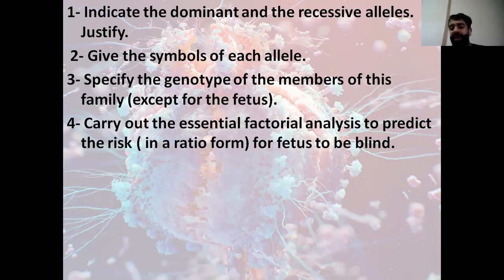Part 4, carry out the essential factorial analysis to predict the risk, and I said here in ratio form, for the fetus to be blind. This time in the quiz, I ignored it. Sometimes you work it all in percentage. I said in ratio form, and I ignored it if you worked in percentage. But next time, if I ask in proportion and you solve it in percentage, I'm going to drop all the mark for this question. For example, the 2.5 will be eliminated. So this time I ignored this. But next time, if I ask for proportion and you work percentage, or I ask for percentage and you work proportion, I'm going to eliminate the whole part.